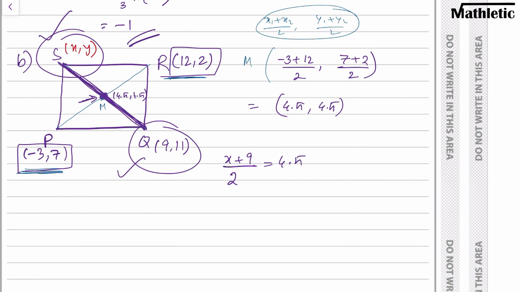So if I simplify this, this will give us a coordinate of 0. Similarly, I will be using the y coordinates. So (y + 11), as in the y coordinate of S and the y coordinate of Q, divided by 2. This will give us the y coordinate of the midpoint, which is 4.5.